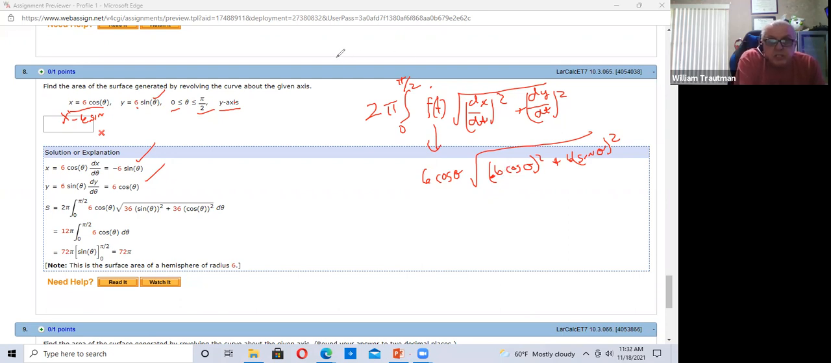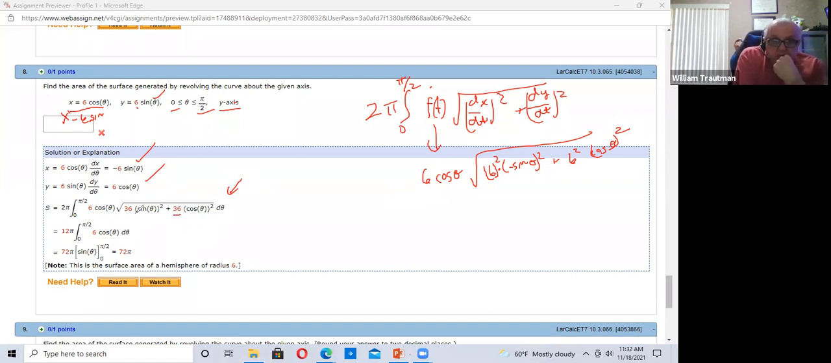Let me erase that because I have them in the wrong spots. So this is 6 times the negative sine theta squared plus 6. Oh wait, the 6 is squared, everything's squared: 6 squared cosine theta squared. And so this is what we end up with. 6 squared is 36.